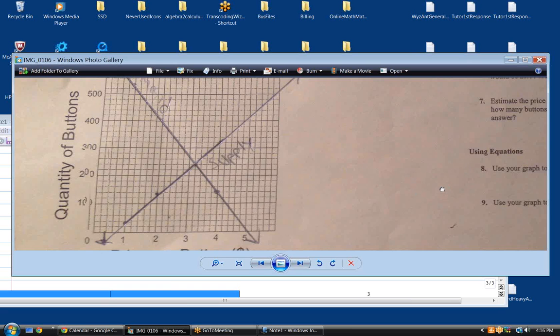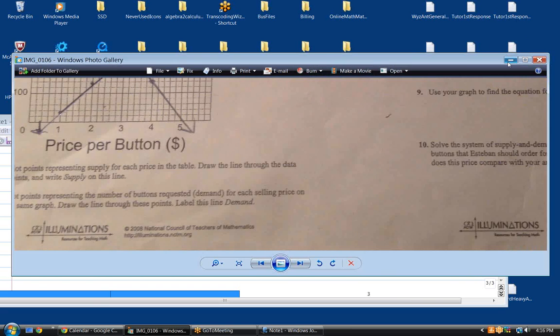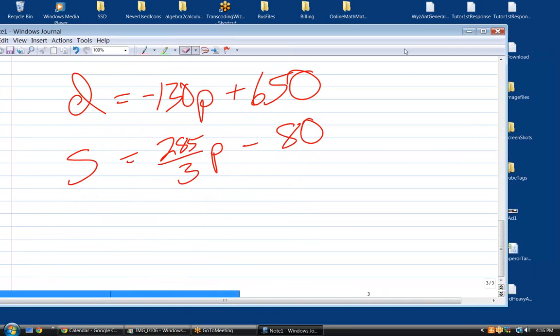So if we were going to answer equation 10 based on the graph, it should be the same answers we got when we did number 7, or when you did number 7. Right. Okay? So let's see if it is by solving these two equations. Have you had solving two equations?